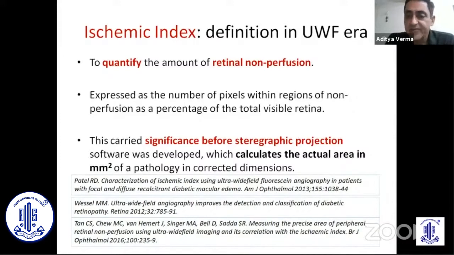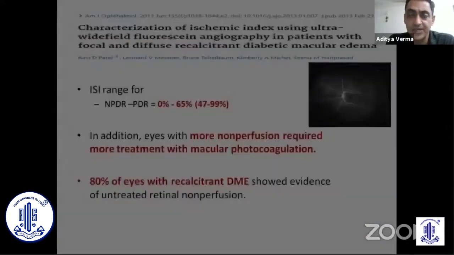Now, once the stereographic projection has been introduced by Optos, the same amount of non-perfusion can actually be calculated in the exact area in millimeter square, and it becomes a little easier for the researchers to tell the amount of ischemia in a particular fundus.